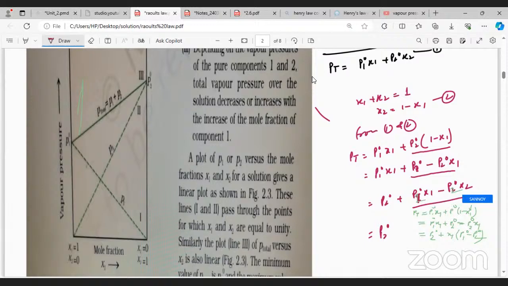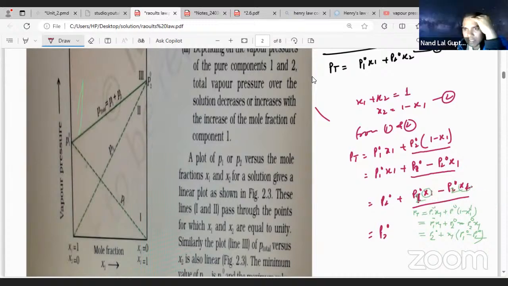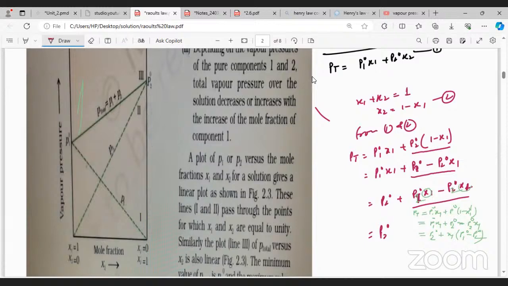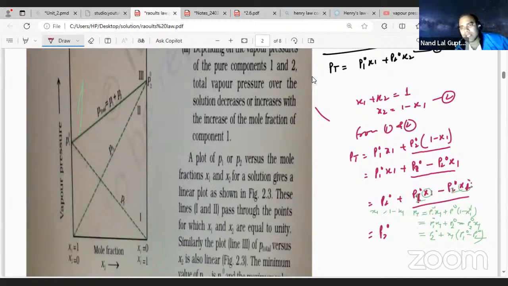So this way we will take x1 common. Either one you take, one will come as x1 and the other as 1 minus x1, or one will come as x2 and the other as 1 minus x2. So it means it depends on only one mole fraction, of either component.